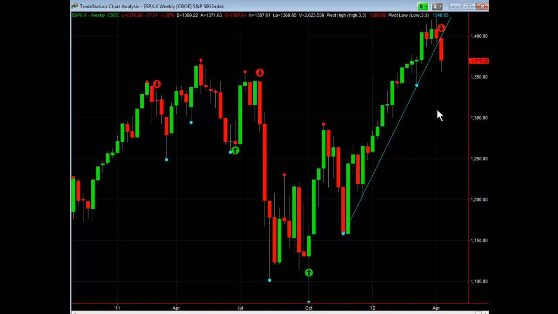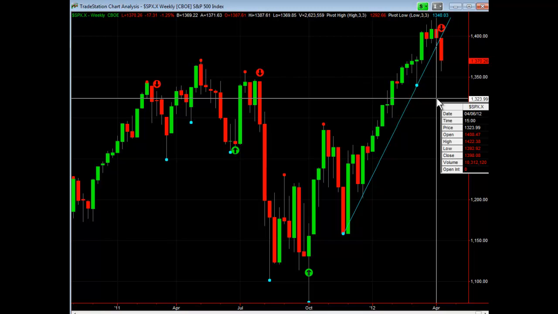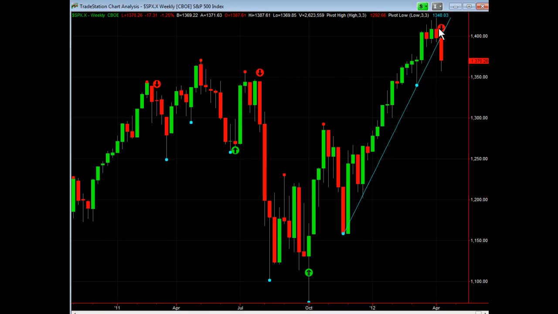Actually, the cycle changed April the 6th. So that's when the cycle shifted to the downside at the end of that week. And so we're currently in a long-term cycle trend down. And you can see here we've broken this long-term trend.